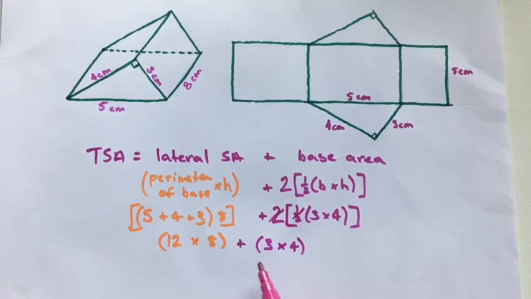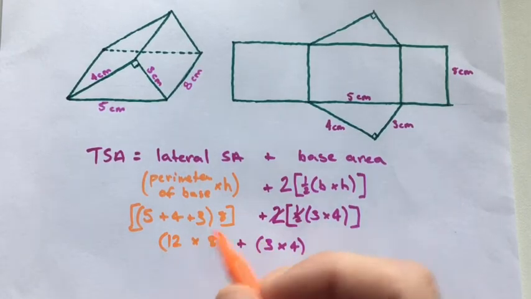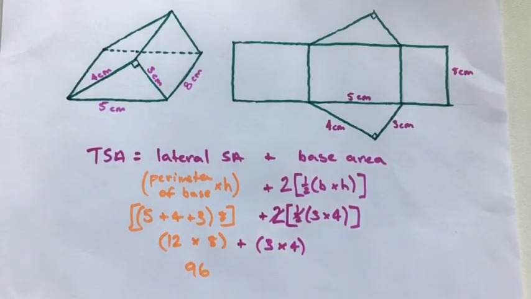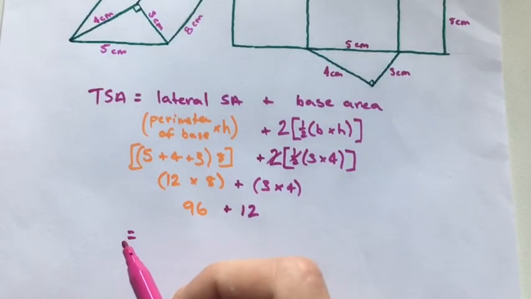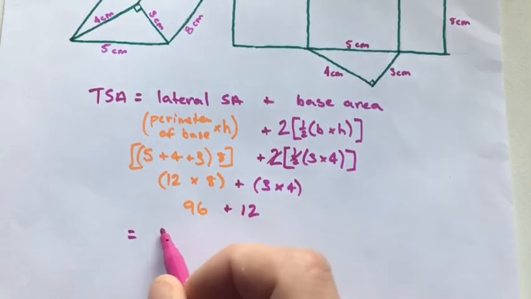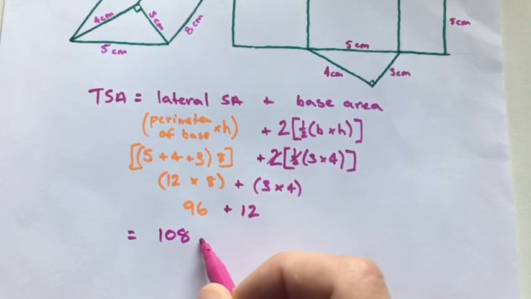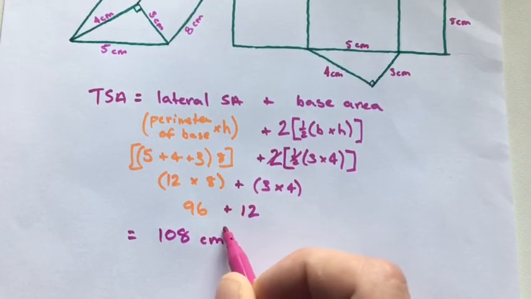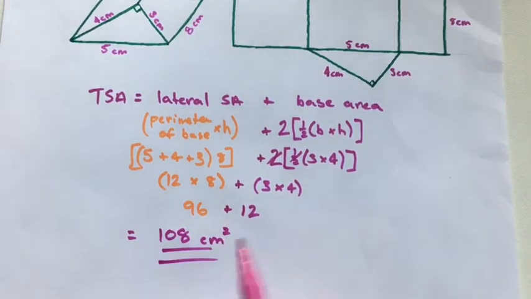So now this will be pretty simple. We can just add everything together, multiply together. So 12 times 8 is 96. 3 times 4 is 12. So our total surface area, let's just keep it in this pink color, is equal to 96 plus 12 is 108. And because we're dealing with area, it's going to be squared.